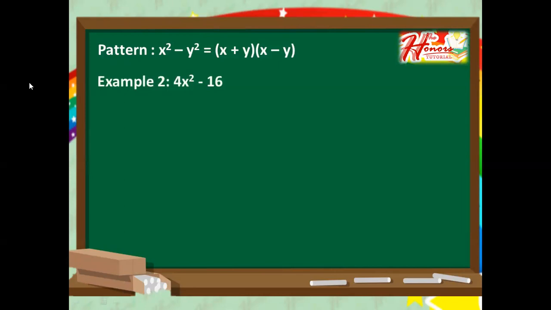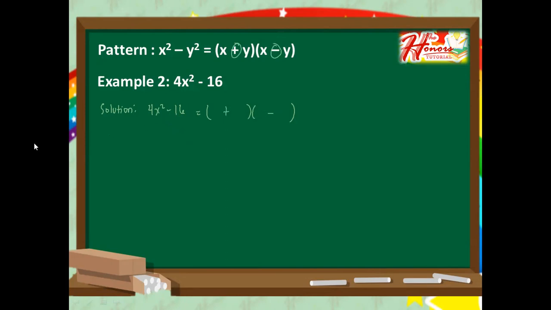Same pattern. I want you to follow the pattern very carefully. Solution. For your solution, copy the given. That's 4x squared minus 16. And then same process. What I want you to do is to write an equal sign here and prepare two parentheses. And then copy this operation, plus and minus.